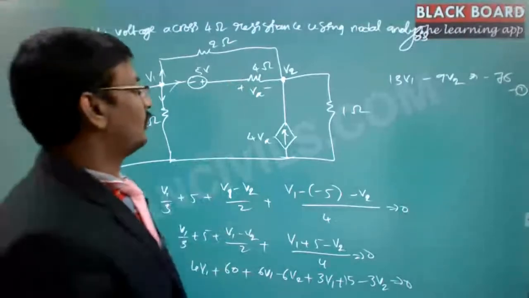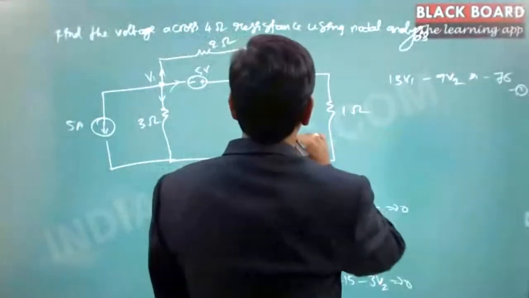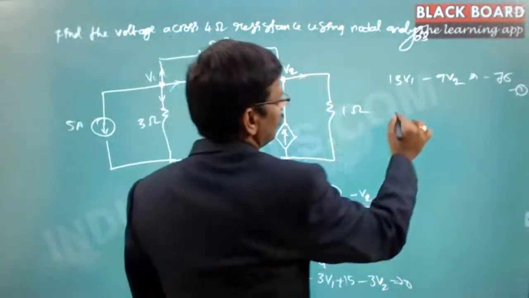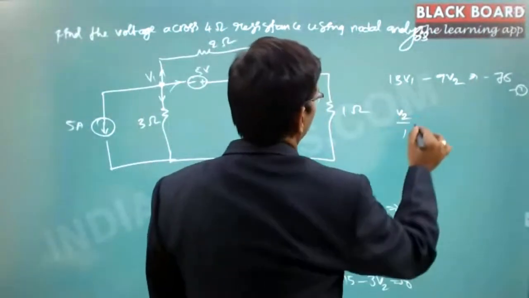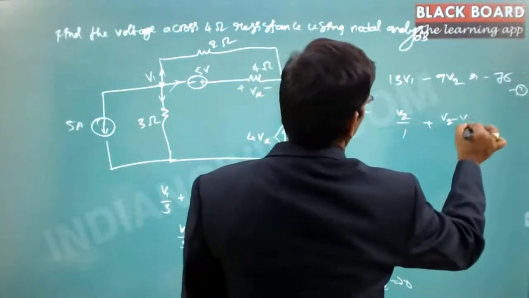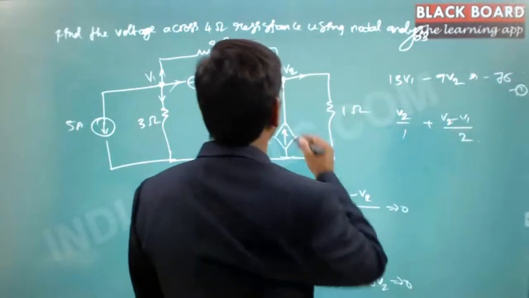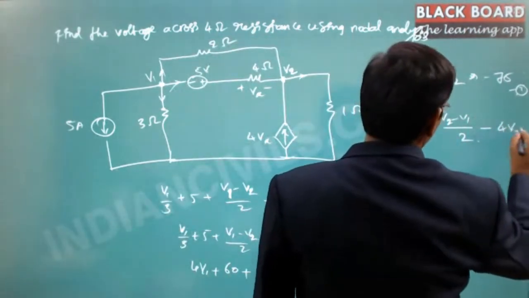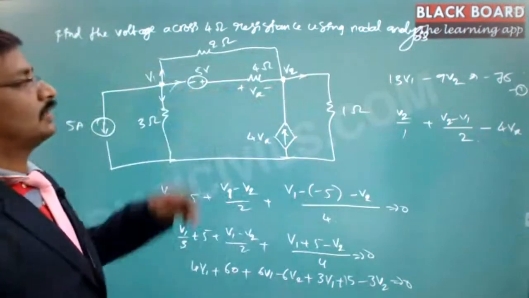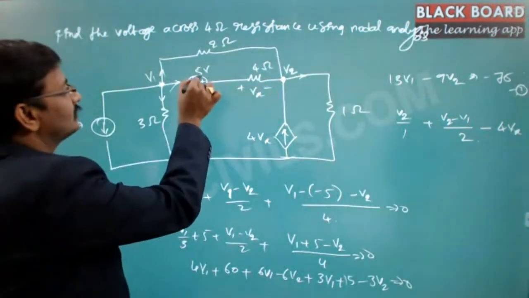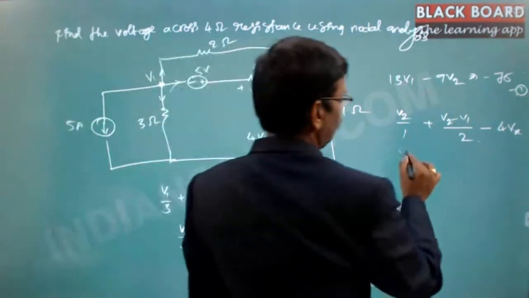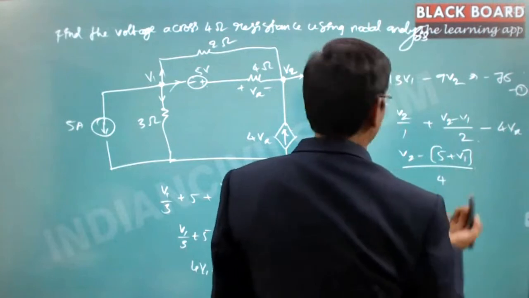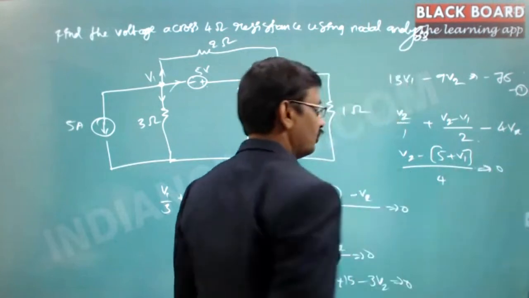And the nodal equation at that point can be written as, there is one current that is coming towards that, and there is one current that is passing out. So this is V2 by 1, plus V2 minus V1 divided by 2. And then this current is coming in, so it is going to be minus 4Vx. And there is one current that is passing through like this. So V2 minus 5 plus V1, whole divided by 4. And this is equal to 0. So this is one more equation.